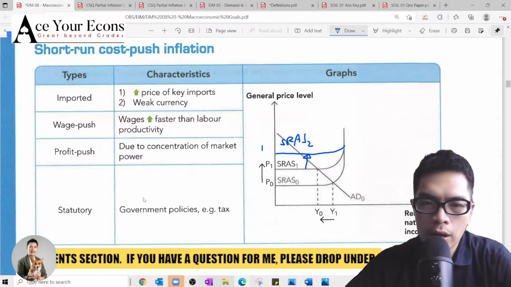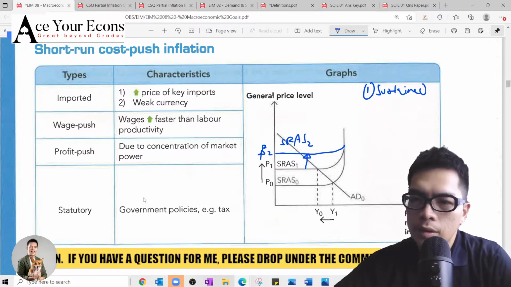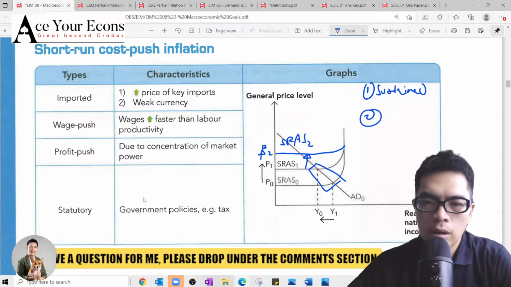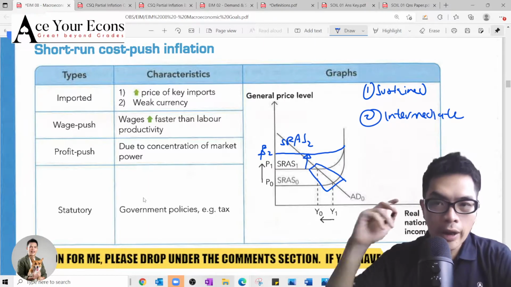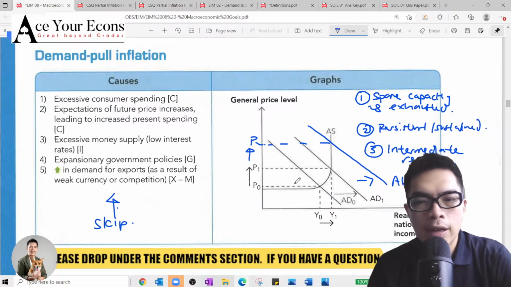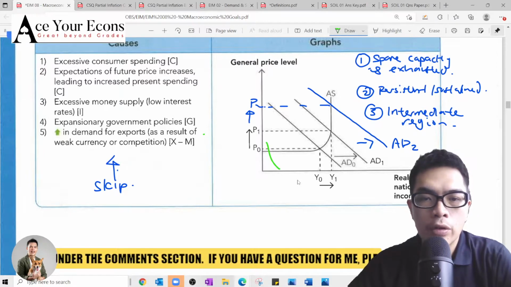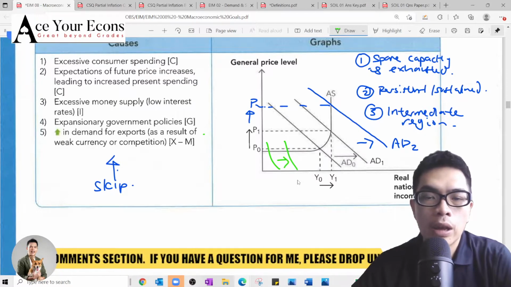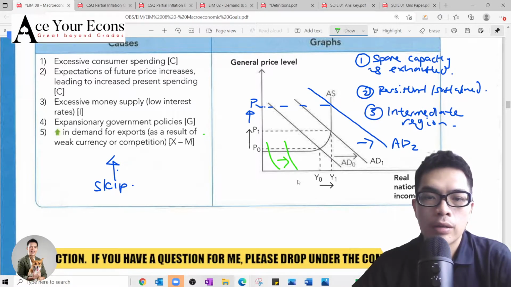You can draw this if your school uses this approach. Number two, it all occurs around the intermediate region. Why do I advocate the intermediate region? If you draw your AD increasing on the left side, as in demand pull inflation just now, when spare capacity is not exhausted, then there will not be an increase in the general price level. Do you see that? It's going to still be at P0.